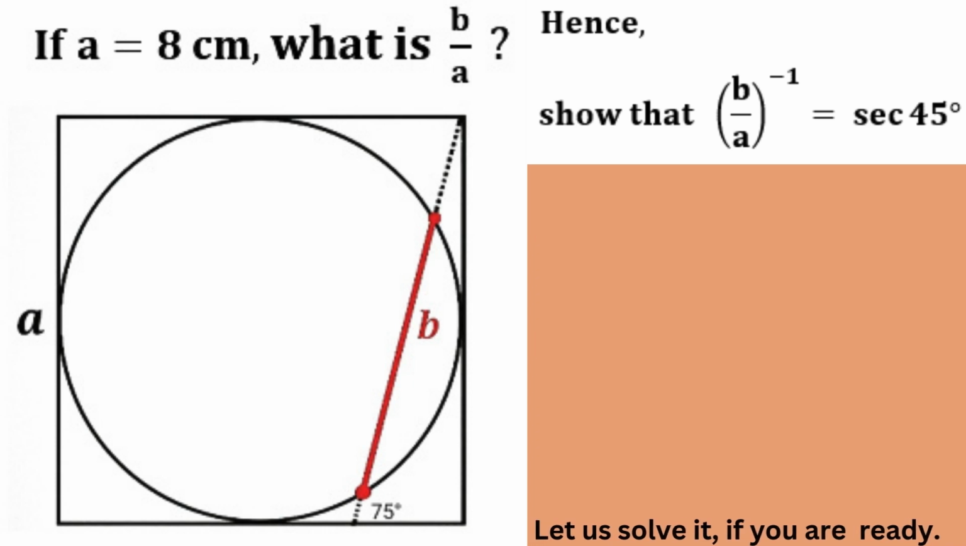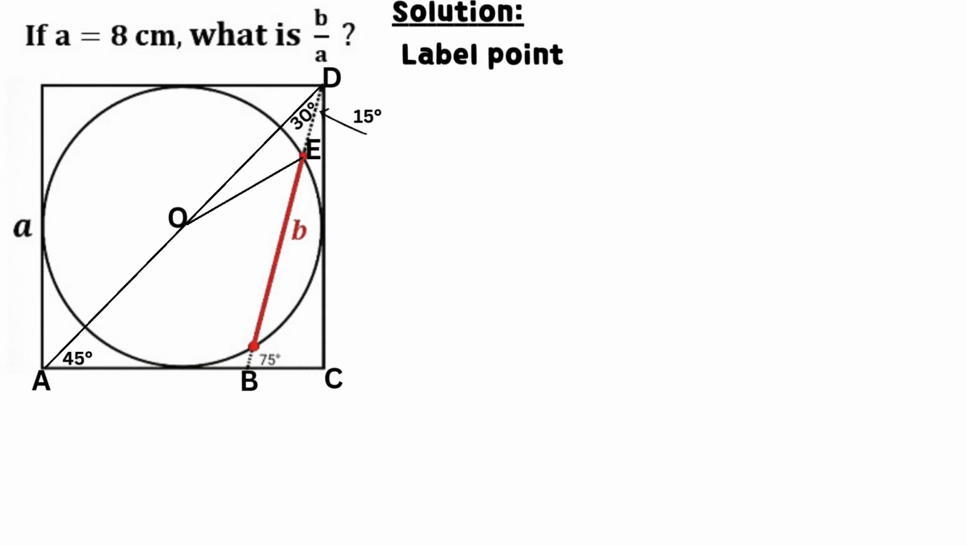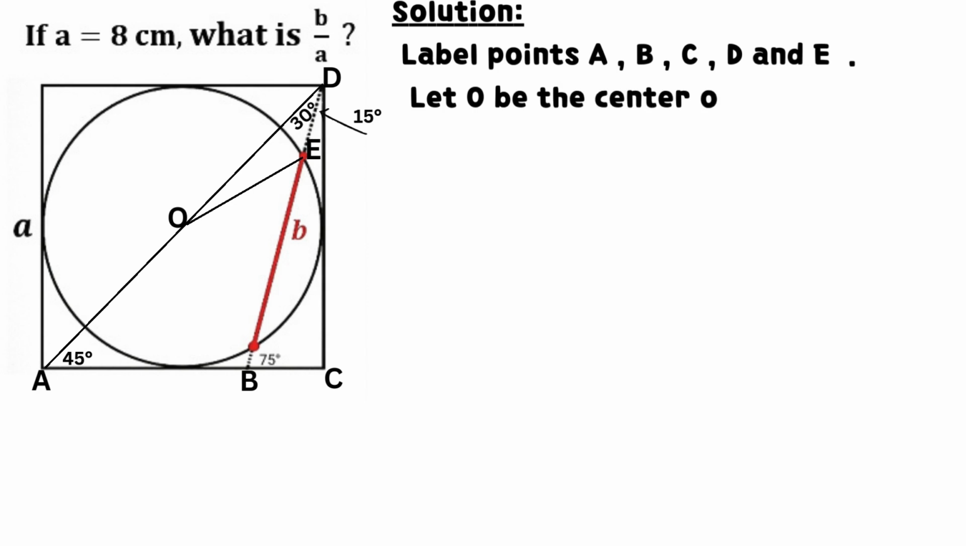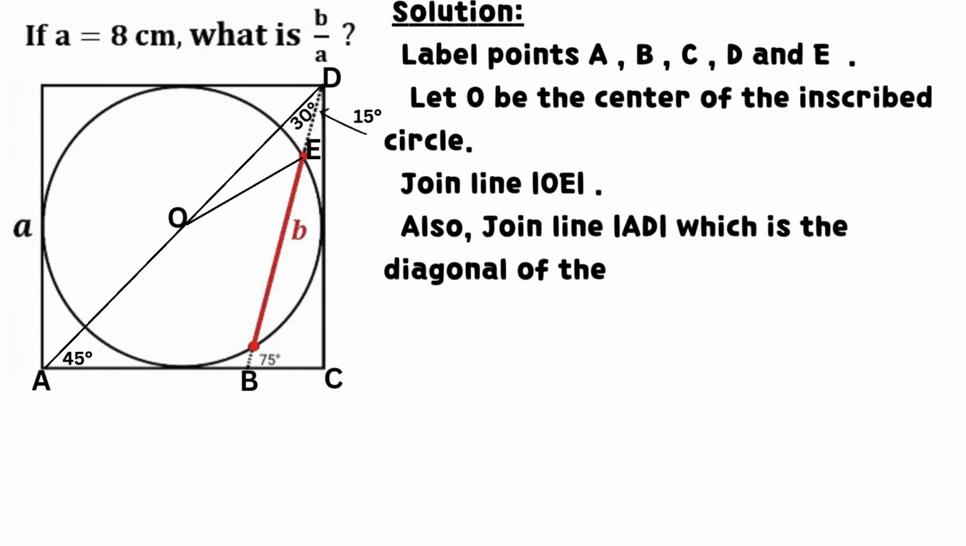What is the value of the ratio B is to A? Hence prove the relationship. Label points A, B, C, D, and E. Let O be the center of the inscribed circle.